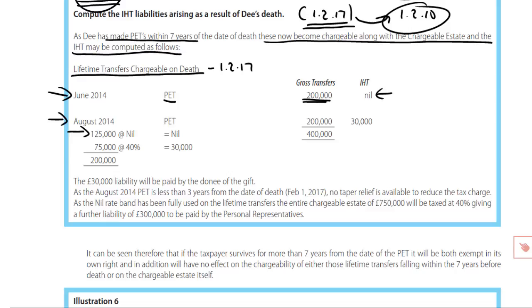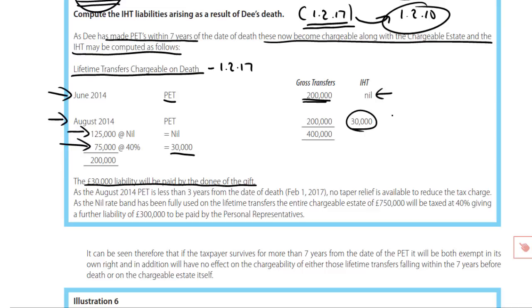What does it therefore do? It pushes £75,000 now of this PET of £200,000 in August 14 out of the nil rate band and up into the 40% band. So £75,000 at 40% is £30,000. There is our tax charge. That £30,000 liability will be paid by the donee of the gift.